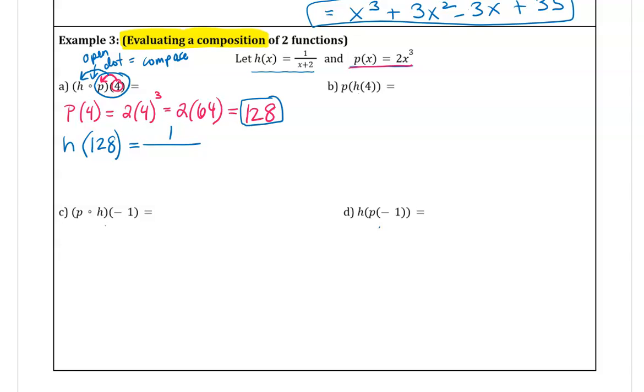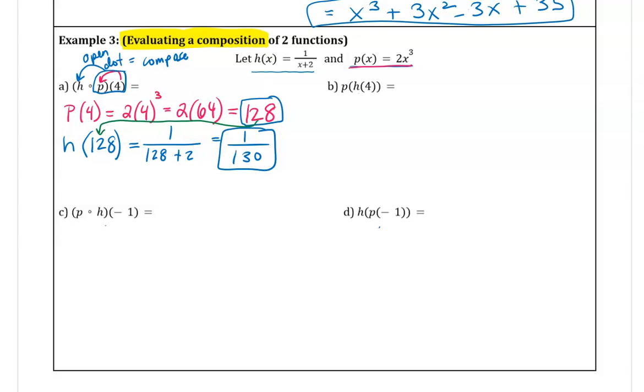So the h rule says to do 1 divided by x, whatever that is. In this case, it's 128 plus 2. And so I end up with 1 over 130. And so that was the result of composing 4 into p and then that into h. So you work your way from, or you can think of it as going from right to left. 4 into p gave me 128. That gets plugged into h, and then I evaluate h at 128.